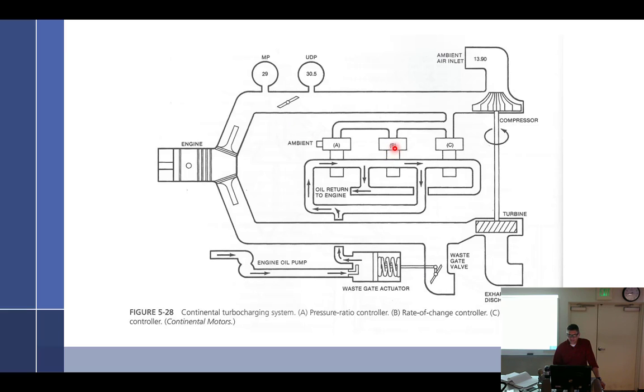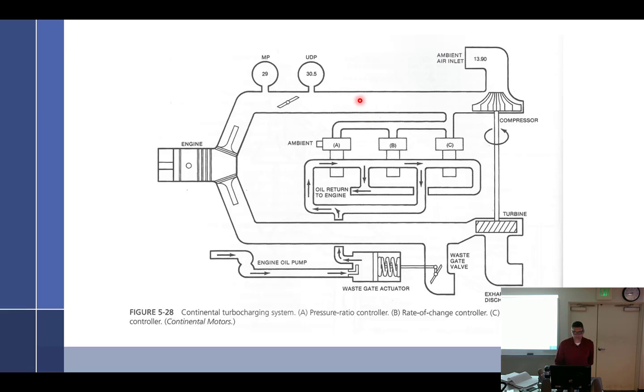B is the rate of change controller, which just senses the rate at which it is changing, just like the name. If your rate is changing too fast, it means your turbo is spinning rapidly. The pressure is rising too fast, and you're going to overshoot or overboost. So you don't want that. And C is the absolute pressure controller, which is like the density controller, measuring upper deck pressure. This one is measuring ambient instead of manifold.